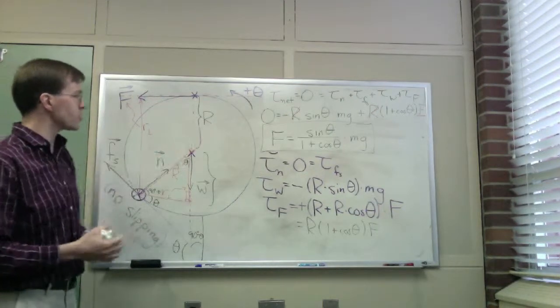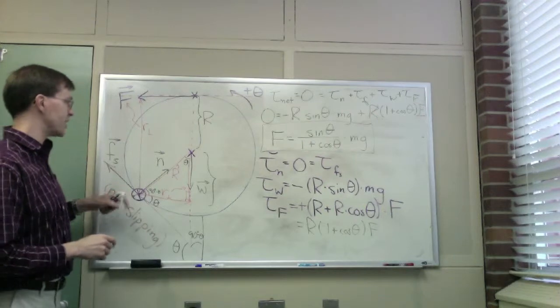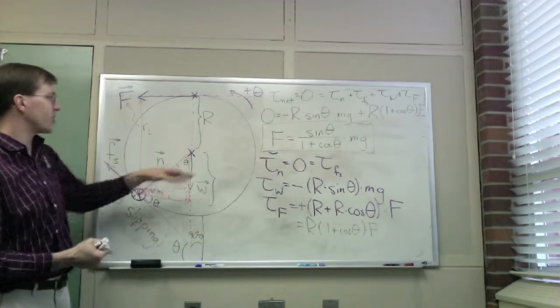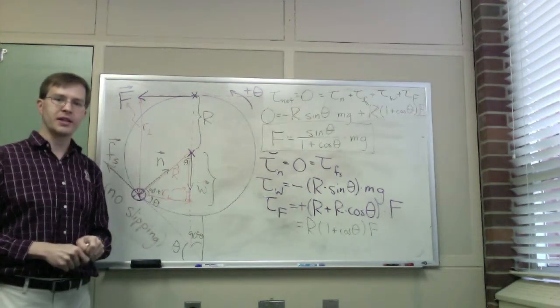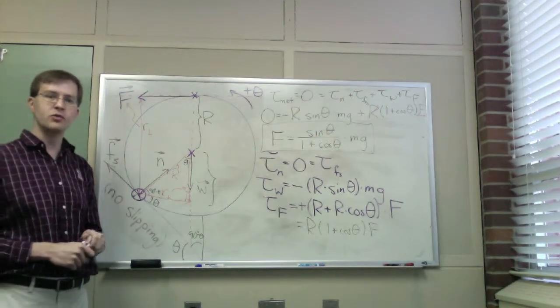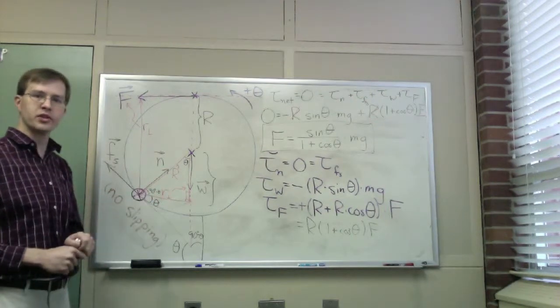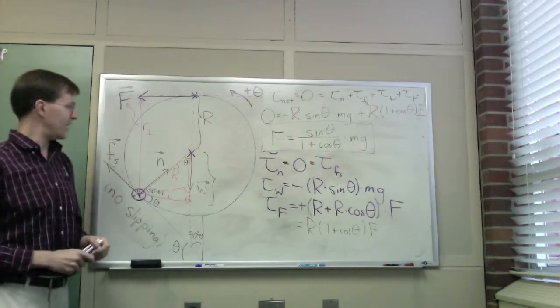So this is a nice little solution. It shows you how, by choosing the pivot point wisely, we get to calculate an unknown force in a problem like this. If you needed to know the normal force or the frictional force, the next step would be to use Newton's second law and calculate them using net force x and net force y equals 0. I think that's it for this.